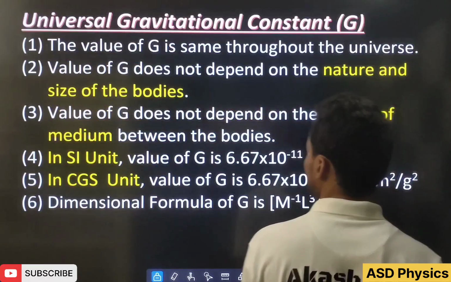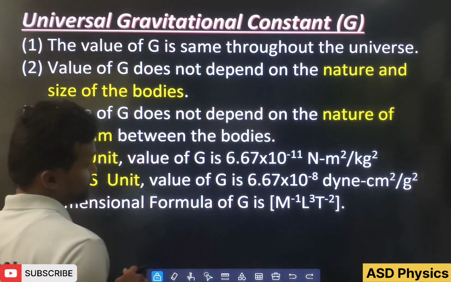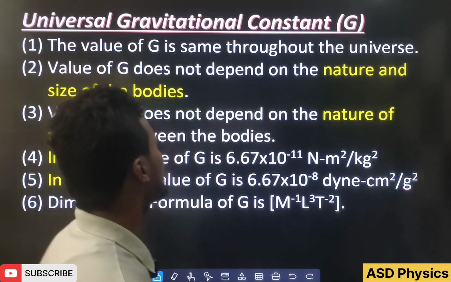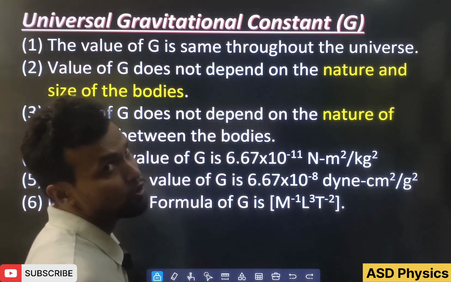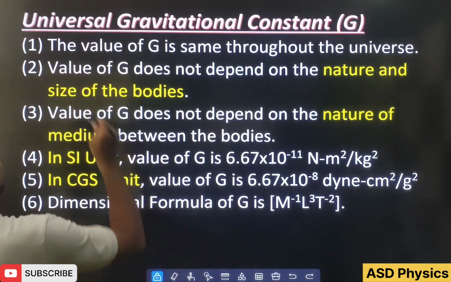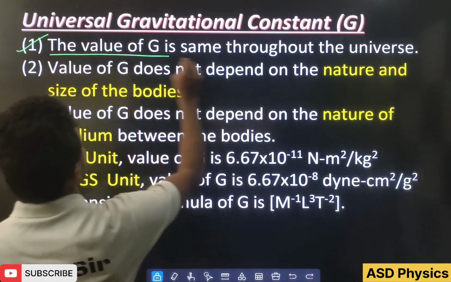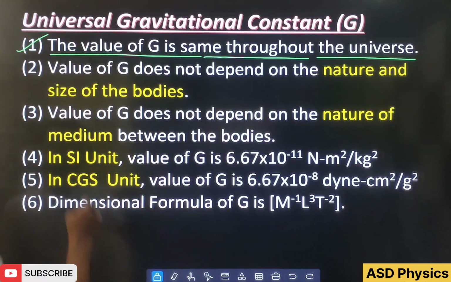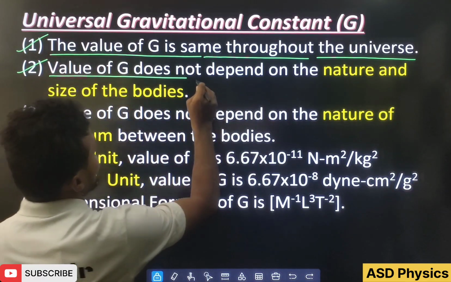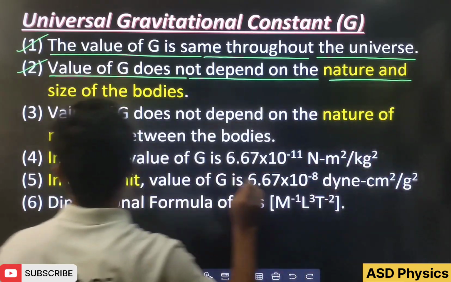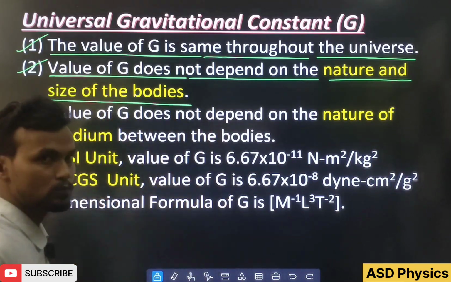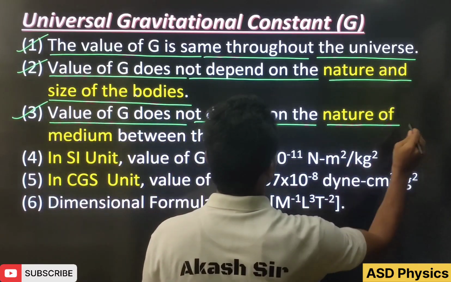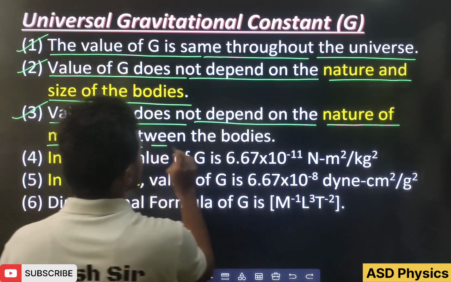Great. Now the formula is F equal to G M1 M2 by R square, but what is this capital G? That we should know now. So we are going to see the universal gravitational constant, capital G. Some important points: the first point is that the value of capital G is the same throughout the universe. Second, the value of G does not depend on the nature and size of the bodies. Third, the value of G does not depend on the nature of the medium between the bodies.